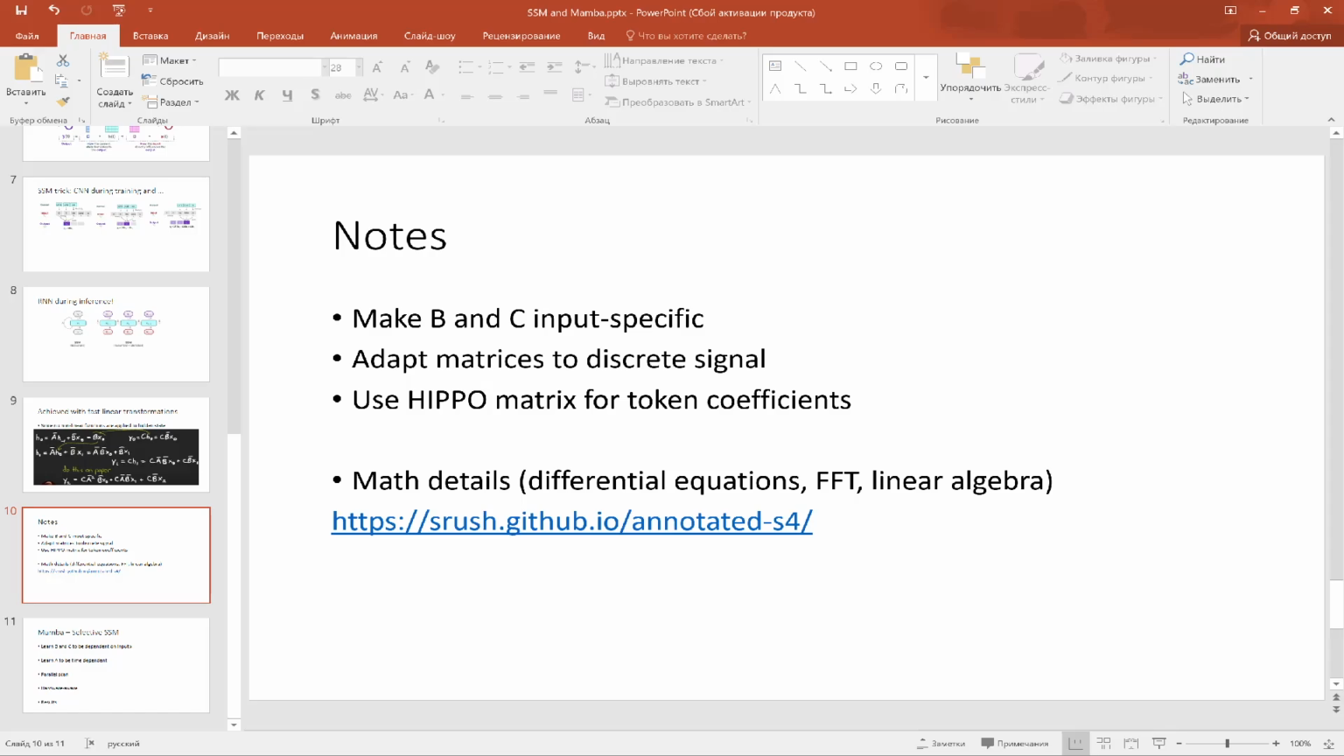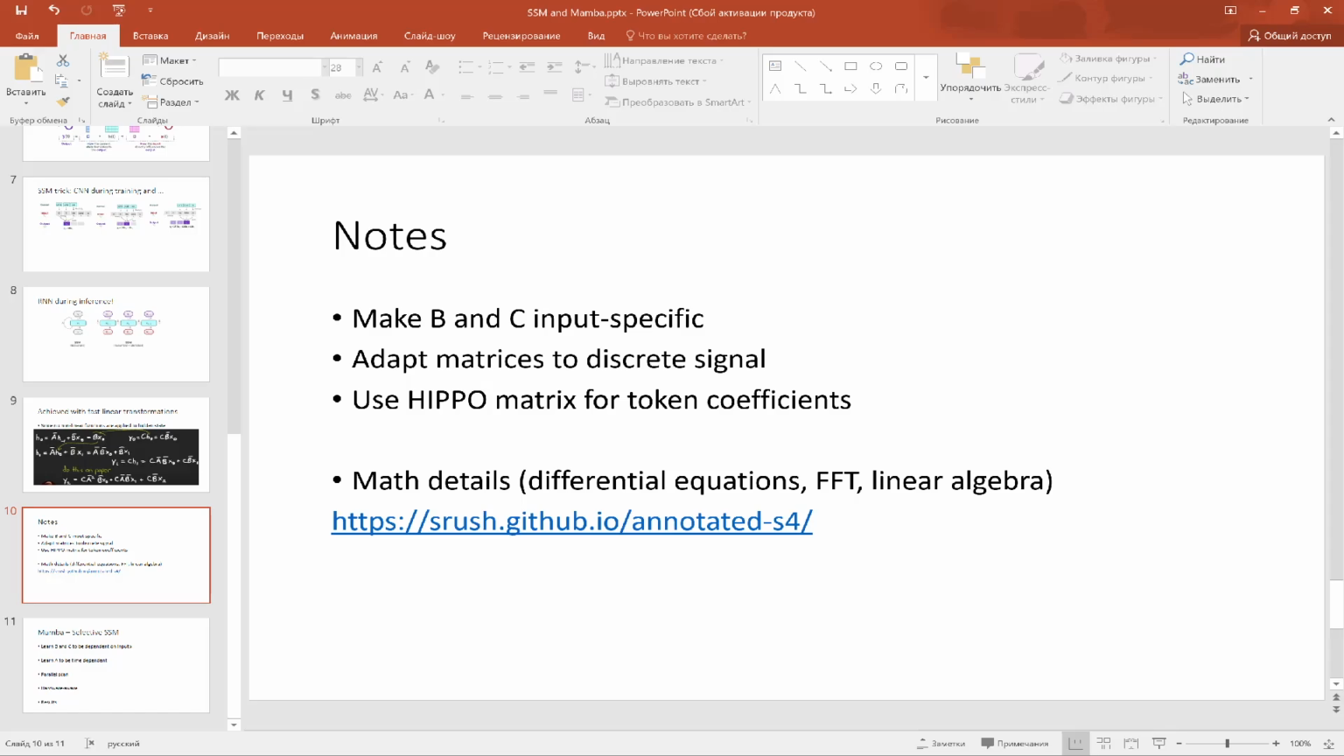Adapt matrices to discrete signal. Initially, SSM was designed for continuous signal sequences, but that is not possible in the real world. So we can somehow adapt these matrices for discrete signals. It has some math in it, so I skip it for the current presentation. You can check the math here.